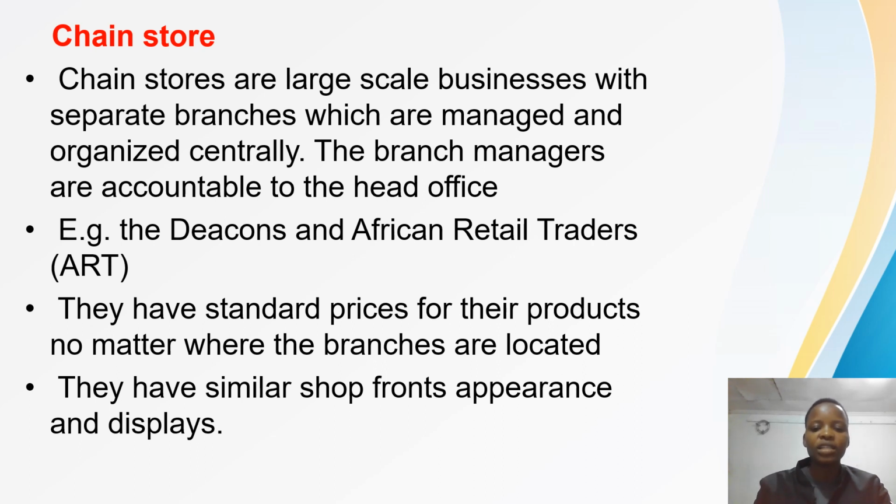They have similar shop fronts, appearance and displays. They build their businesses to look alike. The branch in Eldoret is similar to the branch in Kisii. The front appearances are the same. The displays are the same. So a chain store in Eldoret has no difference with a chain store in Kisii. They share everything and everything is uniform.